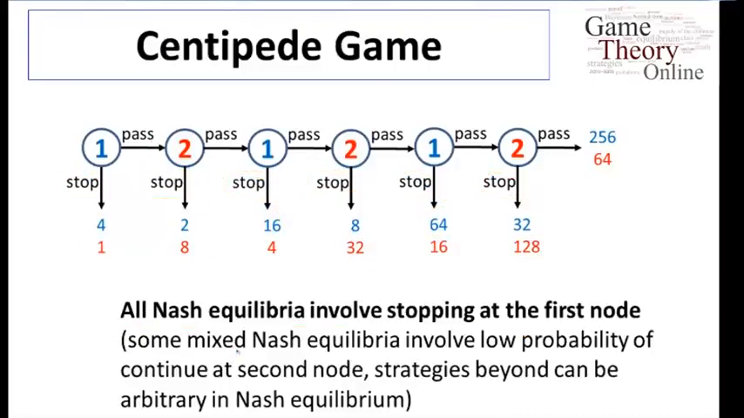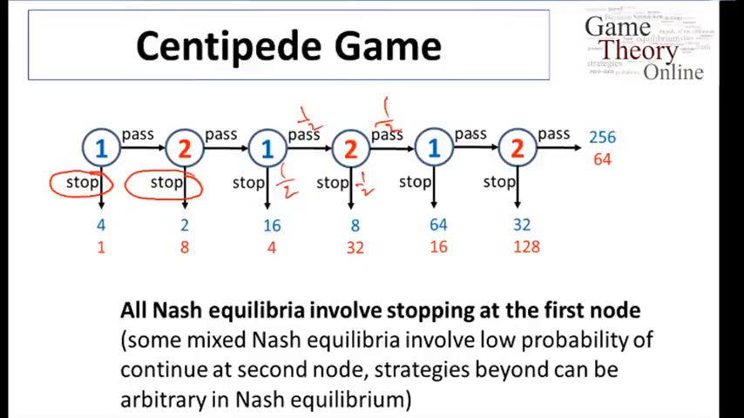More generally, you can show that all Nash equilibria involve stopping at the first node. So there are some mixed strategy Nash equilibria in this game. So for instance, one mixed strategy Nash equilibrium would be player 1 stops at the first node, player 2 stops at the second node, and then players flip coins, say 1/2 everywhere else. Okay? That's a specification of strategies that would be a Nash equilibrium.